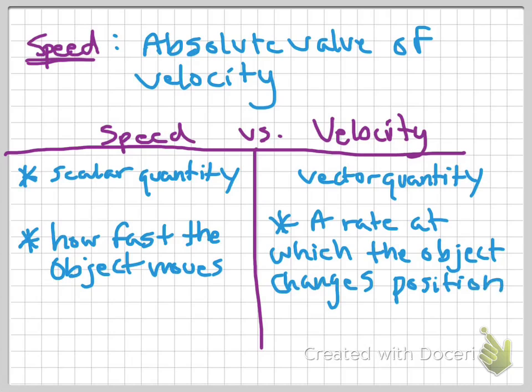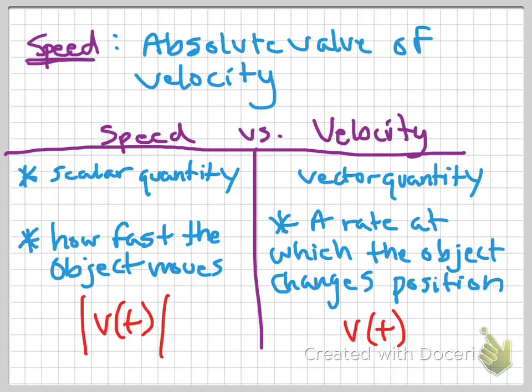Speed is always going to be positive. Velocity can be either or. So we denote velocity with the v of t equation. We denote speed also with the v of t equation, the velocity equation, but we say it's the absolute value of it. It's the positive number. And that's going to come into play as pretty important later on.